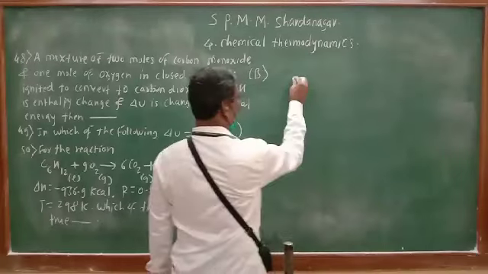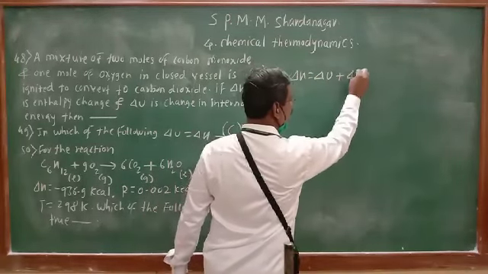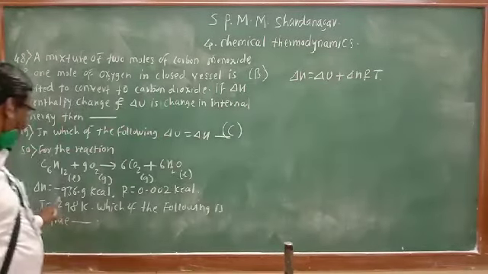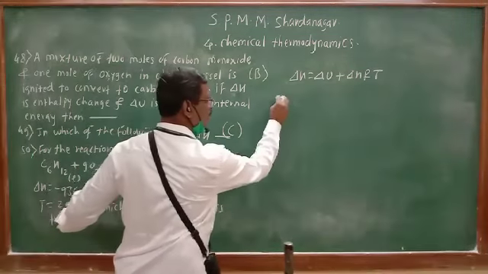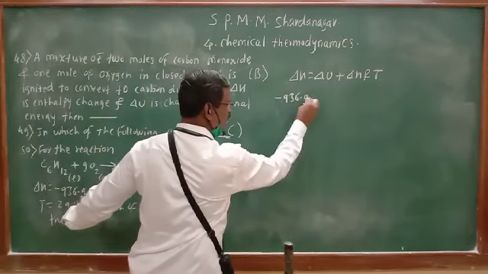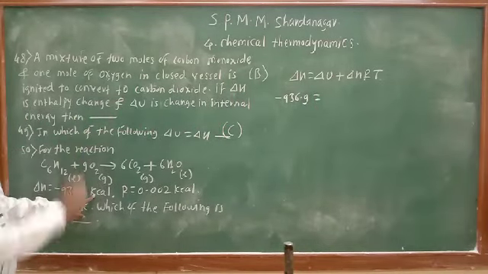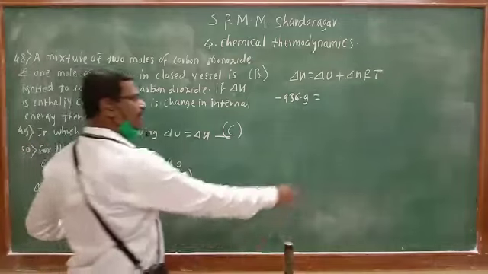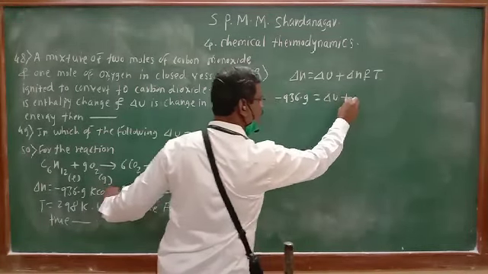We know the equation: delta H is equal to delta U plus delta nRT. What is the value of delta H? Minus 936.9 kilocalorie is equal to delta U. Delta U is not given, so let delta U stay as it is, plus delta nRT.